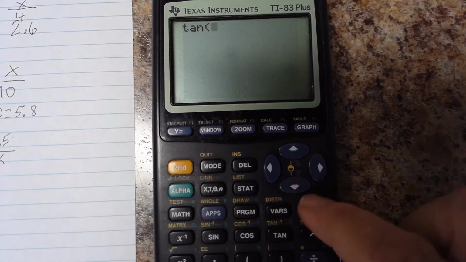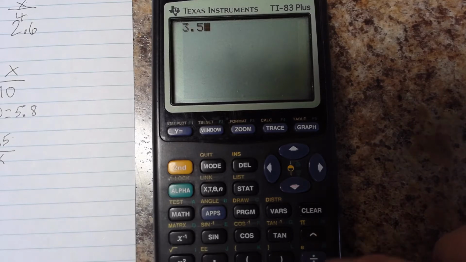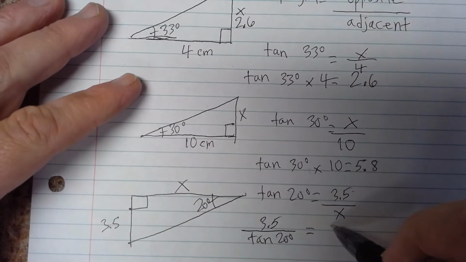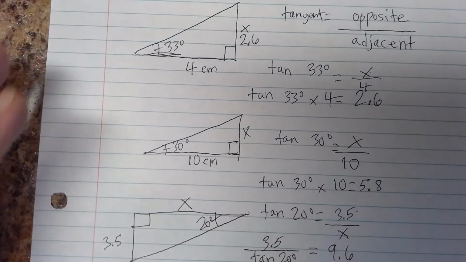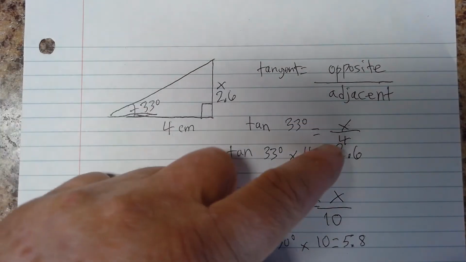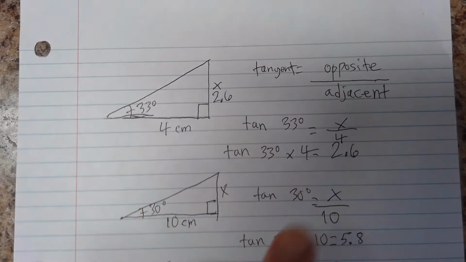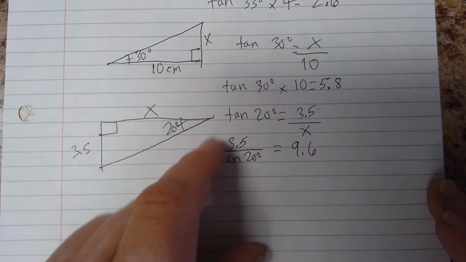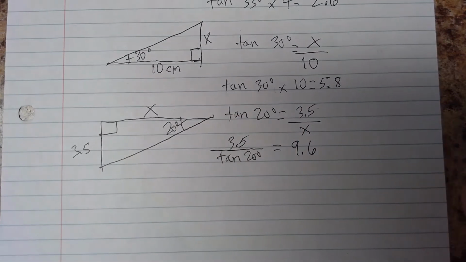So tangent, 3.5 divide by tangent 20. The unknown side is 9.6. So that's the second thing to be aware of. So your tangent ratio up here, where the unknown side was opposite, then you're setting up a ratio, the unknown side's on top, you're multiplying. When your unknown side is adjacent, then the known side has to be on top and you have to divide because you're flipping your ratio around.